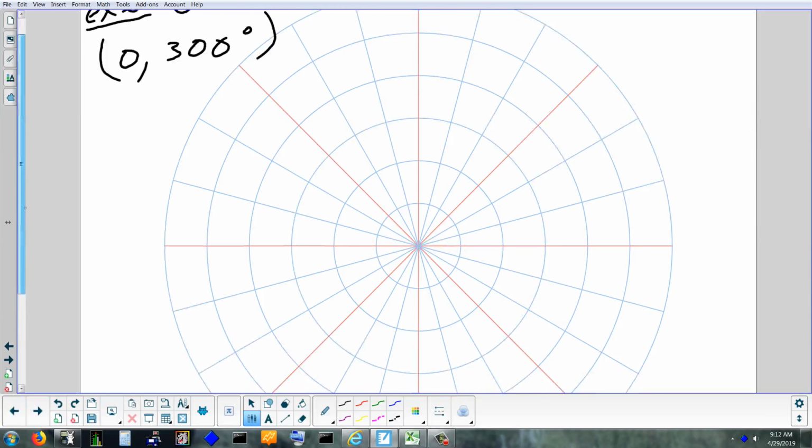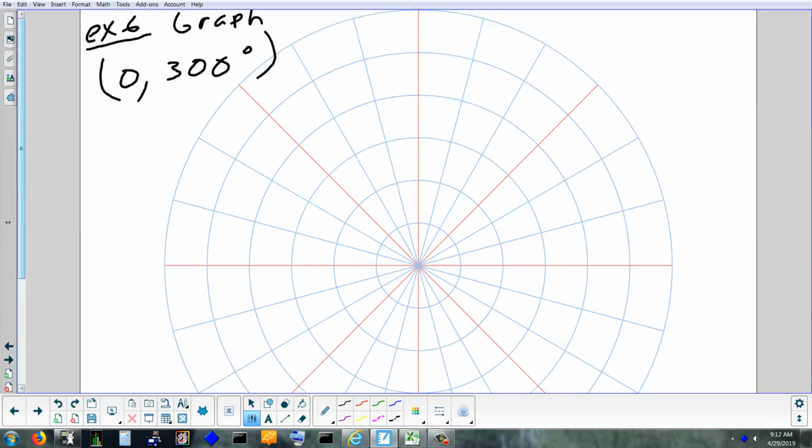Let's do this one. 0, 300. So what's my radius here? It's just at the pole. So what's my radius? 0. So it's not really moving left or right, but then what's the angle? 300. So what you have to do for this one is you've got a point 0 units from the origin, but it's rotating 300 degrees. So you want to go about like that. Right there. And that's how you do it.